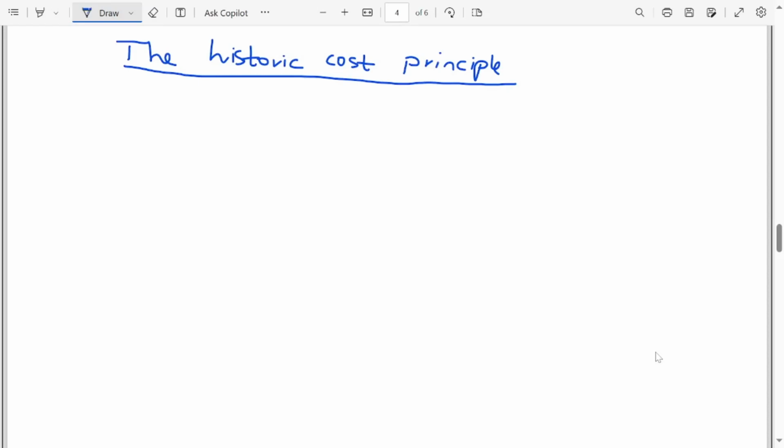Today we are going to talk about a GAAP principle which is called the historic cost principle. Now, what is this principle talking about? Let's say, for example, a business buys a car in the year 2018. We buy a car for 200,000.